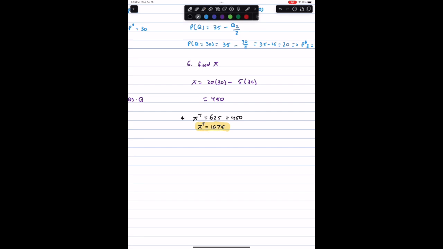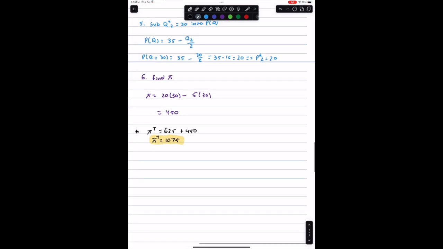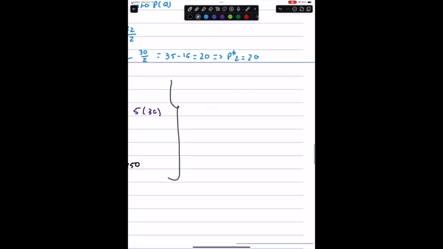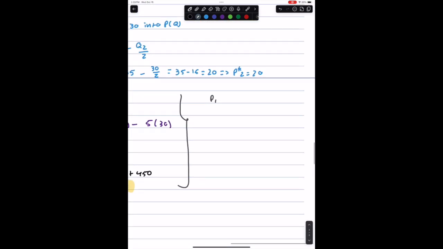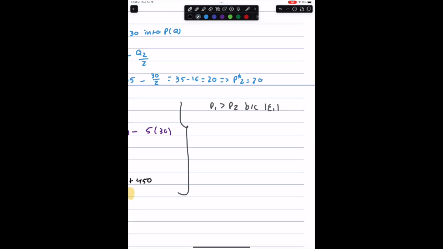And then finally, we're going to do a little proof here. We know that the price of 1 is greater than the price of 2 because the elasticity of 1 is less than the elasticity of 2, right? And we'll prove this. We know that the elasticity of 1 is equal to the derivative of Q with respect to P times P star over Q star.